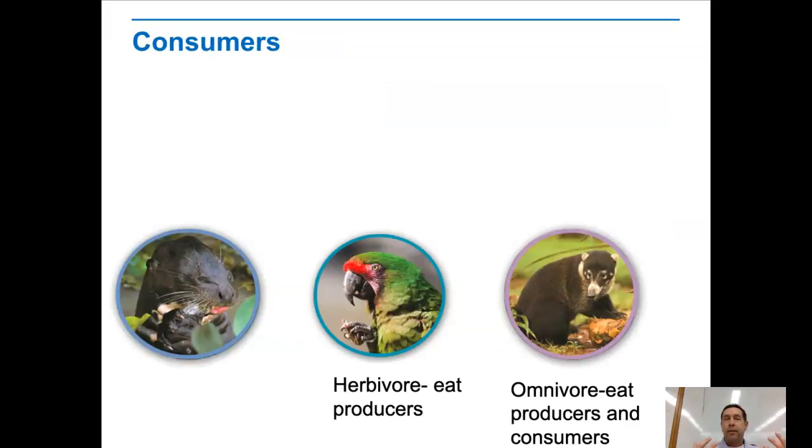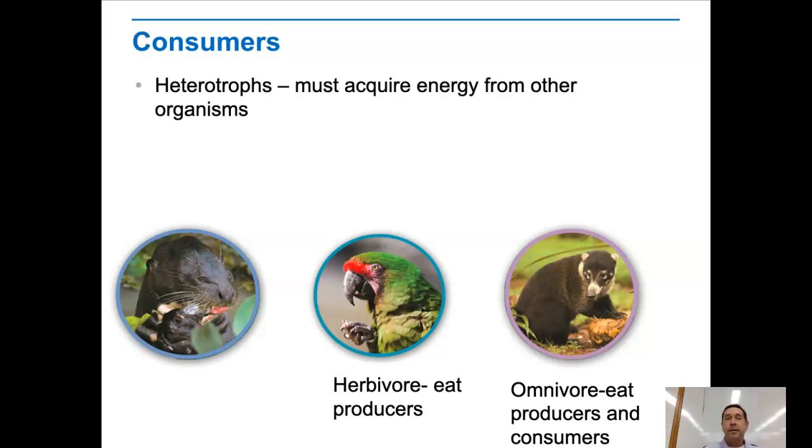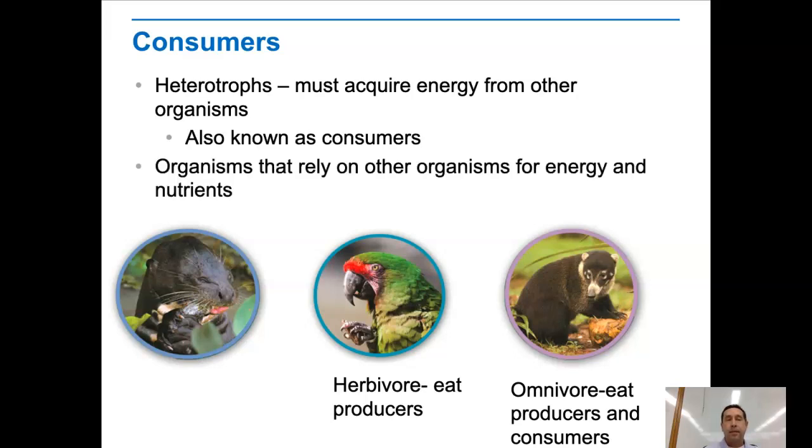So we have the producers. Now we have to talk about the consumers, the things that can't make their own food, that have to eat something else. We call these, in general, heterotrophs. They must acquire energy from other organisms. So organisms that rely on other organisms for energy and nutrients are consumers. And there's different kinds of consumers.